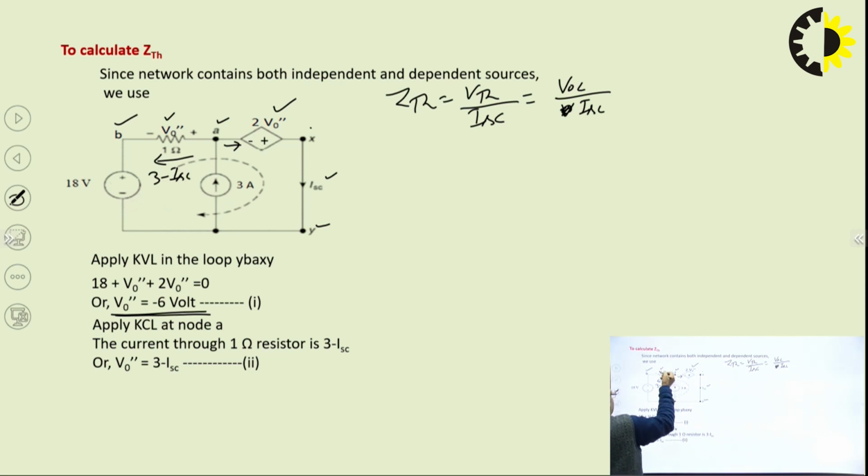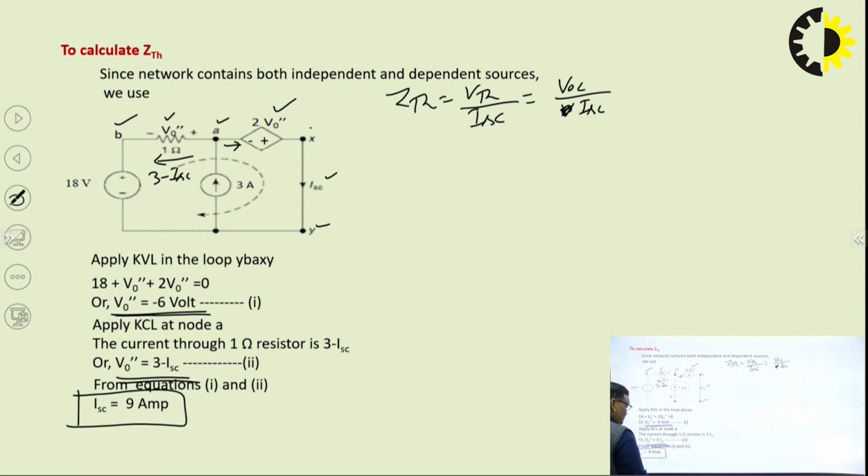Okay. So V0 double dash is nothing but (3 minus ISC) into 1. So V0 double dash is 3 minus ISC, and we have got V0 double dash as minus 6 volt. So using these two expressions we can get ISC. Simple. So to get the ISC, what we'll do? We just short circuit the terminals and find the current through that terminal.